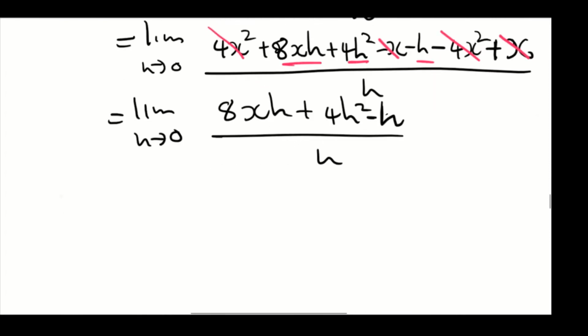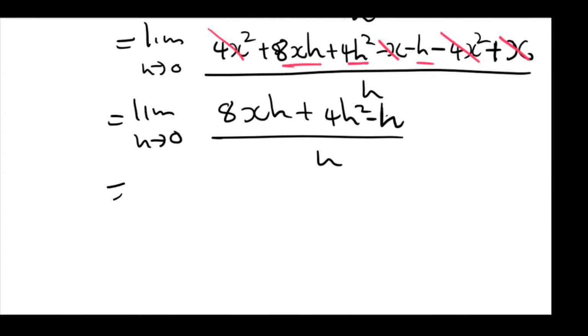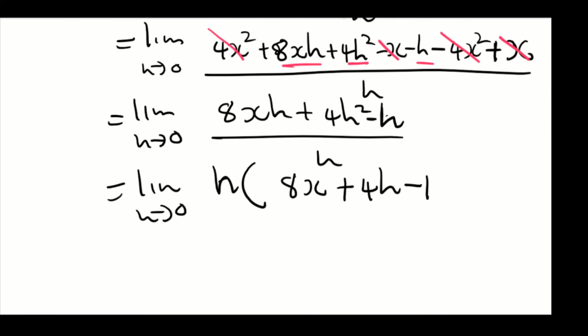So we can factor out h. It's going to be h into 8x plus 4h minus 1, divided by h. So this h will divide out with this h.